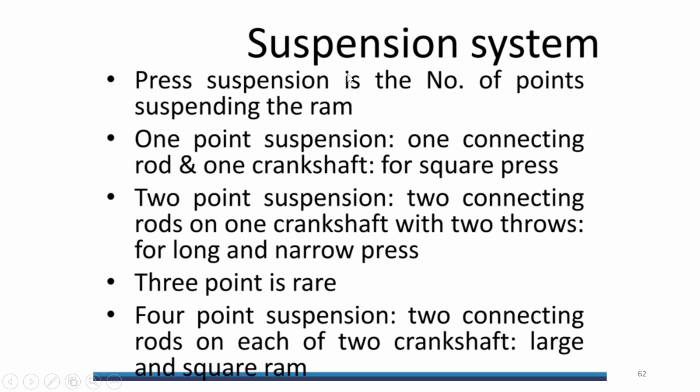Now suspension system. Press suspension is the number of points suspending the ram, and in one point suspension, there is one connecting rod and one crankshaft. For a square press, there is 2 point suspension, so there will be two connecting rods on one crankshaft with two throws. For long and narrow presses, 3 point is rare, and in 4 point suspension, there are two connecting rods on each of two crankshafts, and these are for large and square rams.